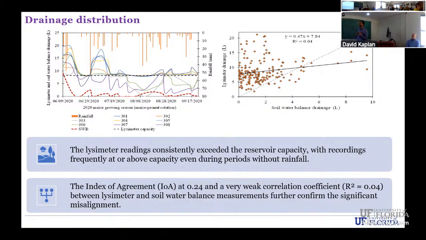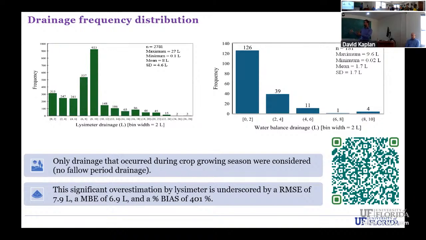Never. And this is soil water balance drainage, this is lysimeter drainage, and you can see there's no agreement with that. We also looked into the frequency distribution. We have these drainage lysimeter volumes in 0 to 2 liter intervals, and you can see the maximum we got was about 8 to 10 liters, right? So it's beyond the capacity of the lysimeter as well.